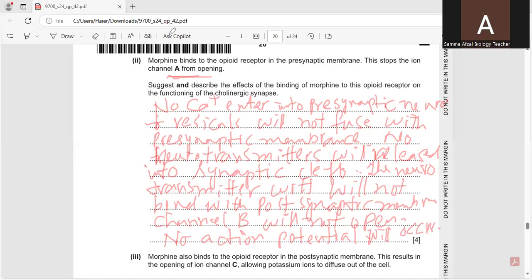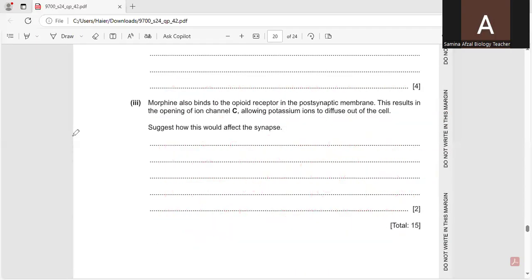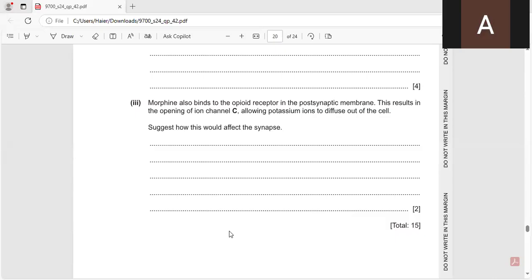Next question is, morphine also binds to the opioid receptors in the postsynaptic membrane. This results in the opening of ion channel C, allowing potassium ions to diffuse out of the cell. Show how this affects the synapse. So what happens when potassium ions diffuse out of the cell?